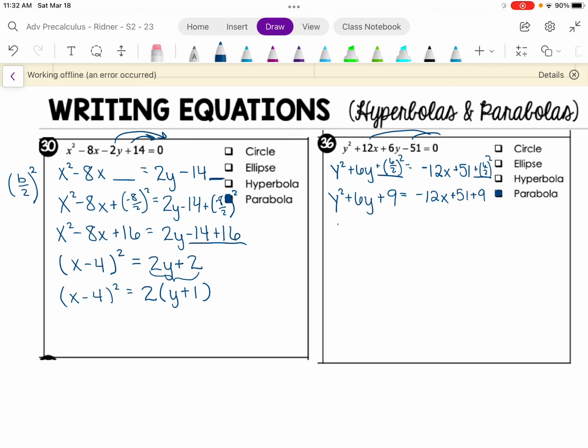All right, this side's going to factor as y plus 3 because 3 and 3 adds to get 6 and multiplies to get 9. And then I get negative 12x plus 60. Notice the negative 12 there will factor out to the front, and that will leave me with x minus 5 because negative 12 times negative 5 is positive 60. And that is my final answer. And that concludes parabolas.